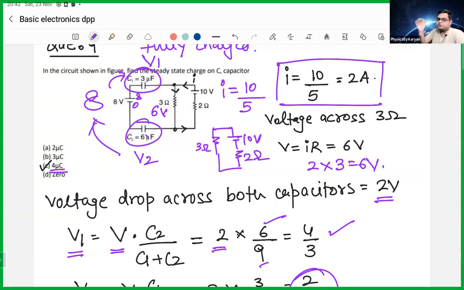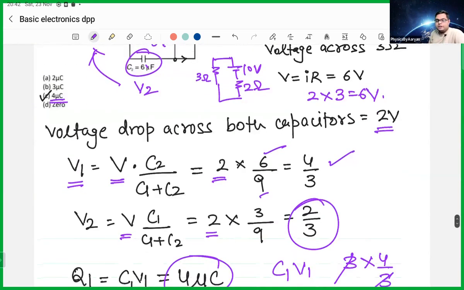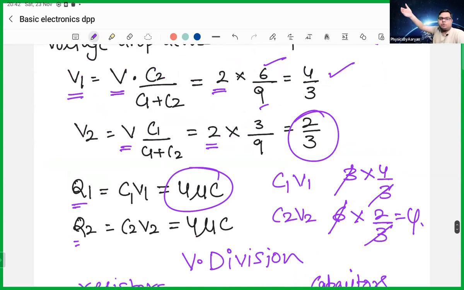Then I need particular voltages. What is the voltage drop across 1? What is the voltage drop across 2? For that, I use the voltage division rule. I get my voltage V1, I get my voltage V2, and then I find Q1 and Q2, because Q is CV. Okay? So that was your other doubt. Please, any doubt in this problem?